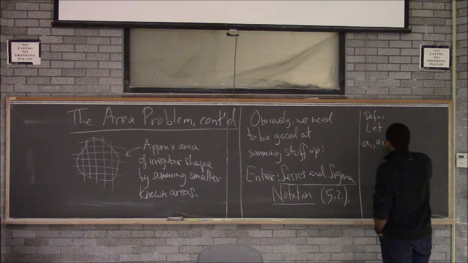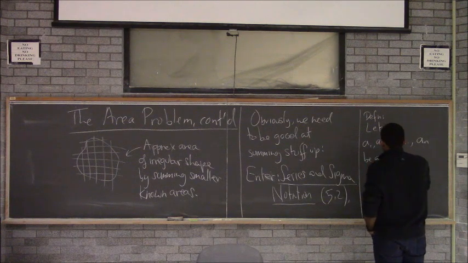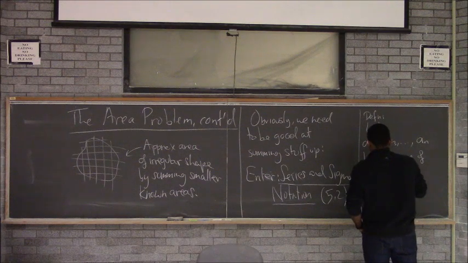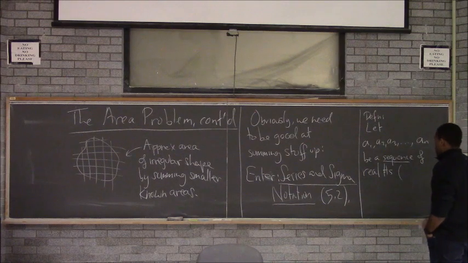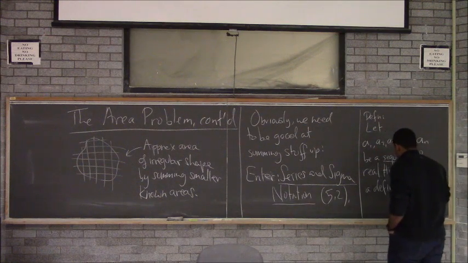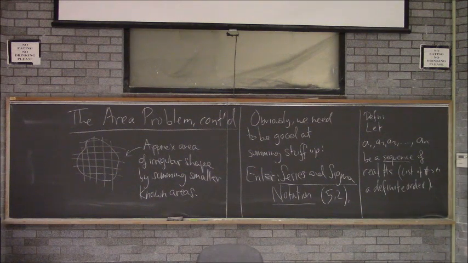Let A1, A2, A3, ..., An be a sequence of real numbers. A sequence means a list of numbers in a definite order. So you can write down a list of numbers in a certain order. There's a first element, there's a second element, there's a third element, there's a fourth element, listing up to n elements, let's say, and we call such a list a sequence, right?